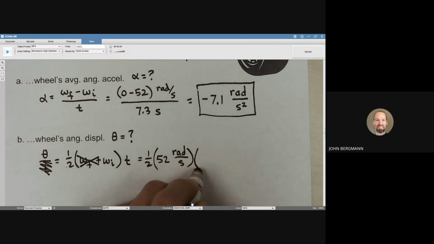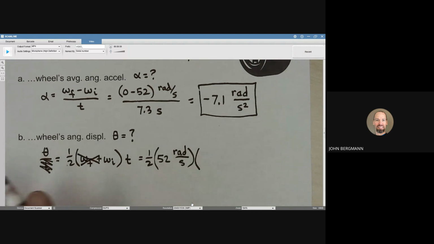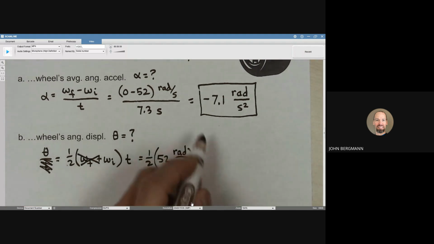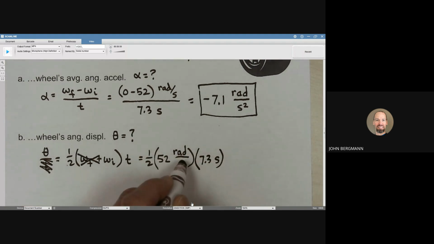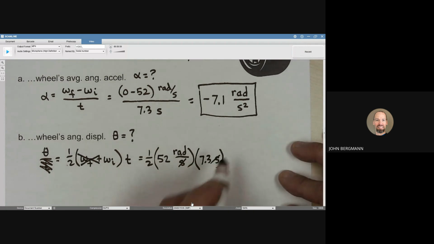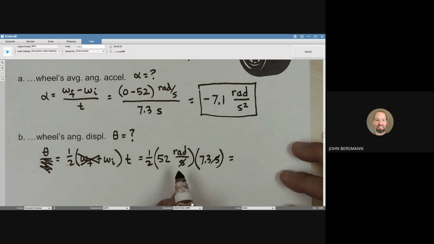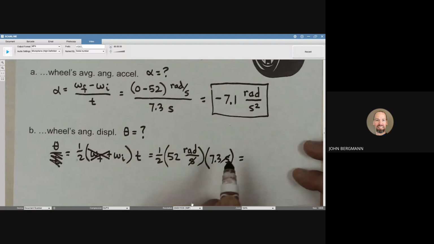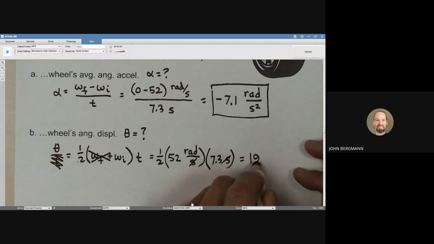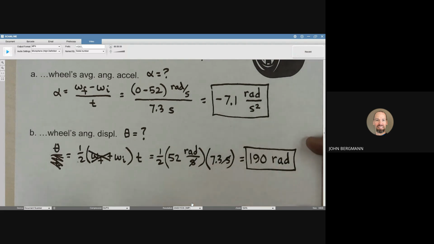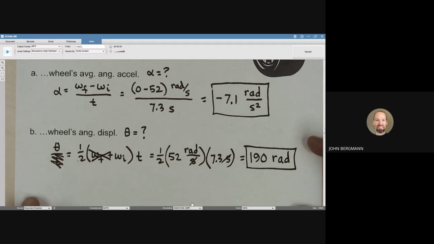And the time, what was it? It's the same as right here, 7.3 seconds. The second units cancel. Look at that. That gives us the unit radians, which is just what we want. Calculate this out, round it to 2 significant figures because that's what we were given. And I got 190 radians. That's the angular displacement of that wheel over that amount of time.